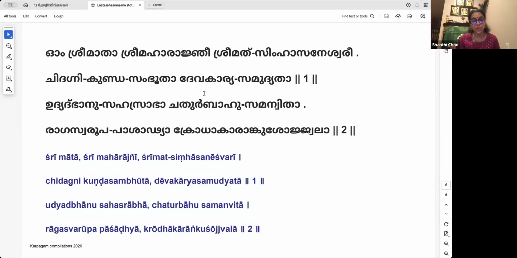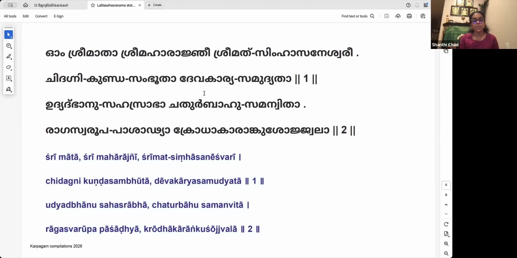And Chidagni Kunda Sambhuta. Chit is, as we know, the Chaitanya. So she came out from that Chaitanya Agni. That is the background story. When the yaga was performed, she came out of the yajna to kill Bhandasura, right? That is why they say Chidagni Kunda Sambhuta Deva Karya Samudyata. She came to protect the Devas. So she had that duty in her hands.